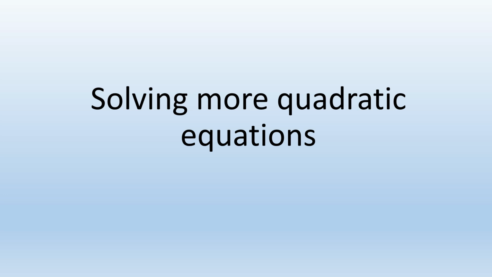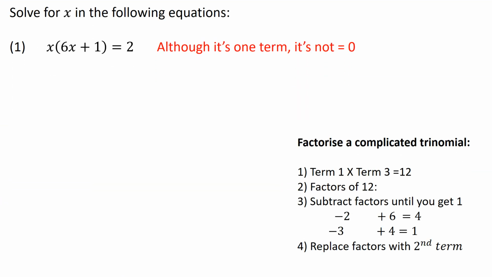Solving more quadratic equations. Solve for x in the following equation. Number 1, although it's one term on the left-hand side, it's not equal to 0, so therefore it's not in standard form, so we're going to have to expand the brackets. So we're going to have 6x squared plus x, taking over the 2, negative 2 equals to 0.